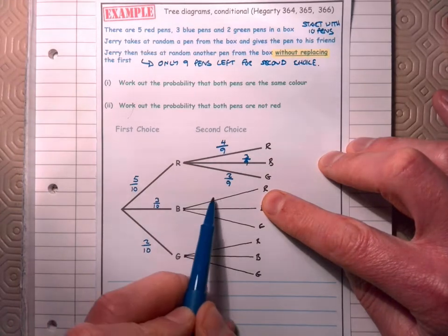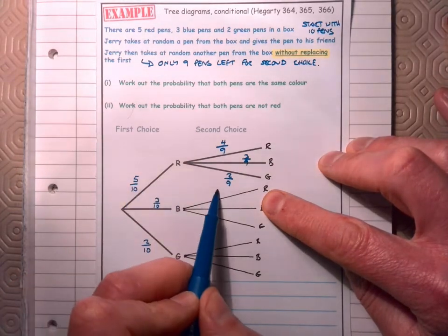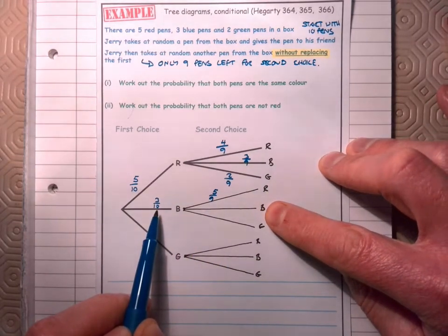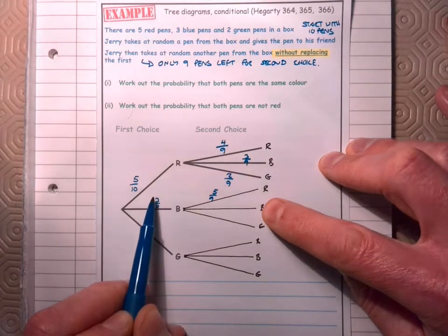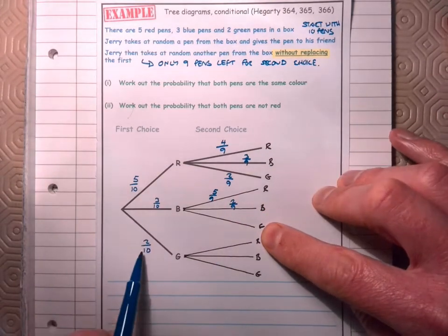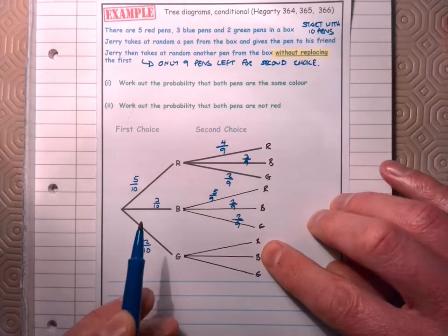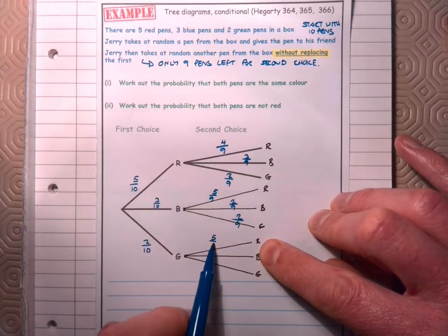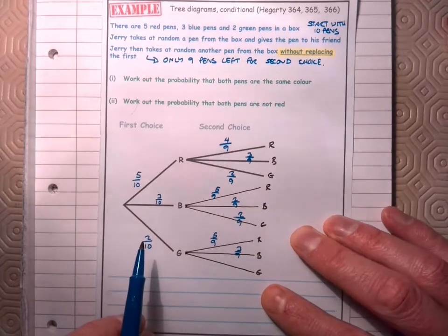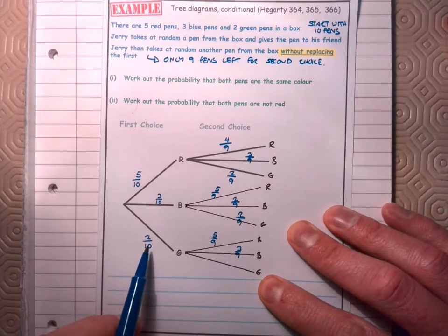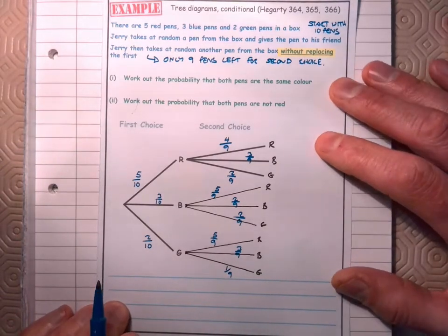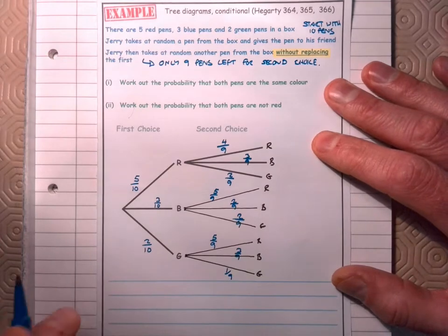And then we fill this one in. I've taken a blue one, so there's still 5 left of the reds, but only 9 pens. Here, I've already taken one of the blue ones out, so I've only got 2 blue pens out of 9. Green, still 2 out of 9. Red, still 5 out of 9. Blue, still 3 out of 9, but the green ones, I've already taken one of the green pens, so there must only be 1 out of 9 left. So we've completed the tree diagram, even though we didn't really need to for this question.